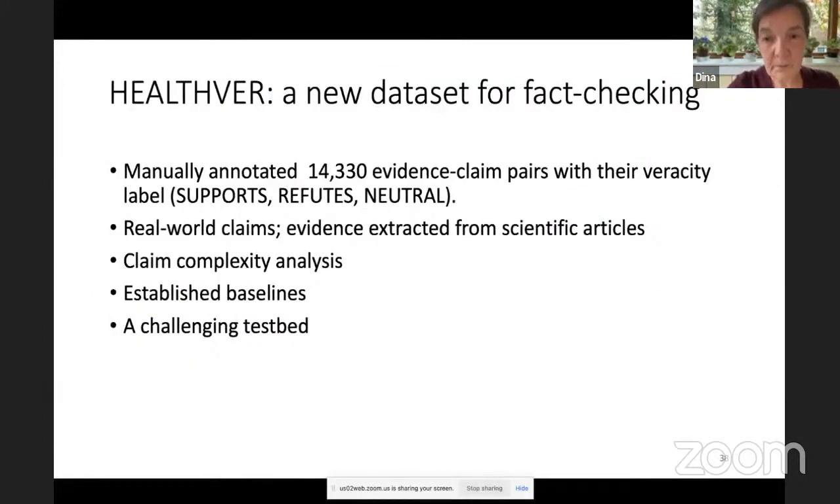There are many online sources that look reasonable, but might not be supported by any scientific evidence. So what we did, we collected online claims, and then we went to search the medical literature to see if these claims are supported by the literature or refuted, or there is no evidence in the literature at all.